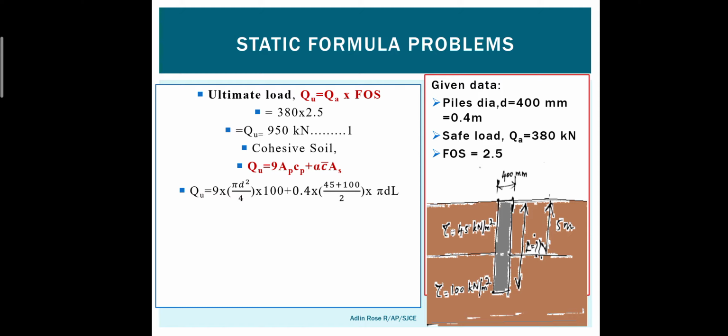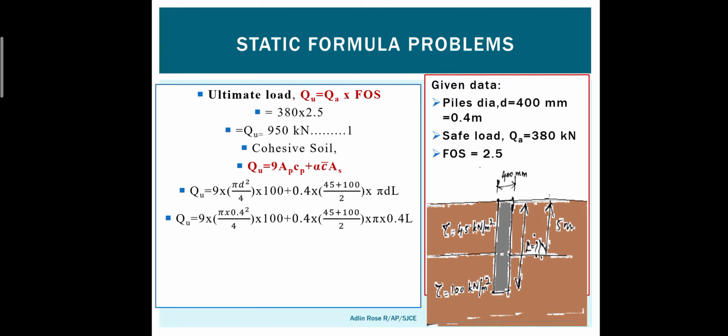What is As? Perimeter area. How will you find perimeter area? Perimeter into length. What is the perimeter of a cylinder? Pi d or 2 pi r. So pi d is the perimeter of the cylinder into length of the pile L. So pi d L. Now substitute the diameter values. Diameter is given in the question as 0.4. So substitute everything. 9 into pi into 0.4 square by 4 into 100 plus 0.4 into average C bar along the length of the pile.